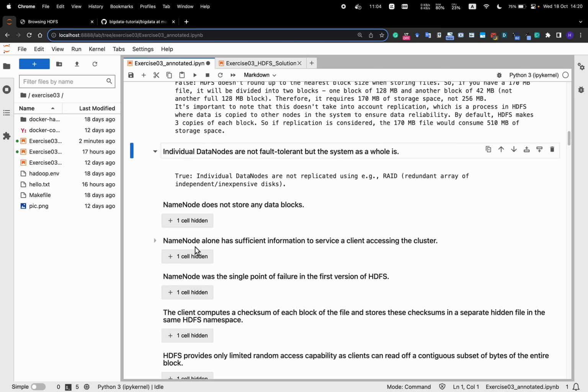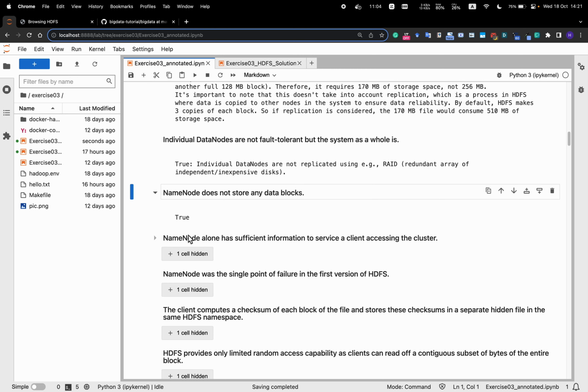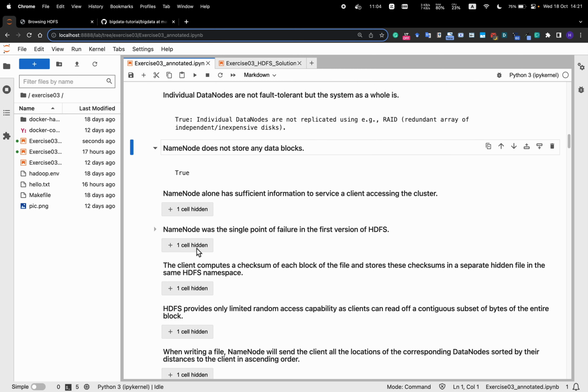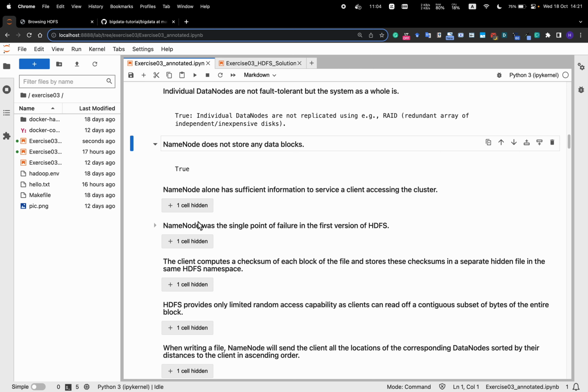Next question. Name node does not store any data blocks. True or false? Yes. So a name node only stores metadata. It directly communicates with the users, but it doesn't itself store any data blocks. Another question: name node alone is sufficient to answer user requests without needing any information from the data nodes. Is that correct?